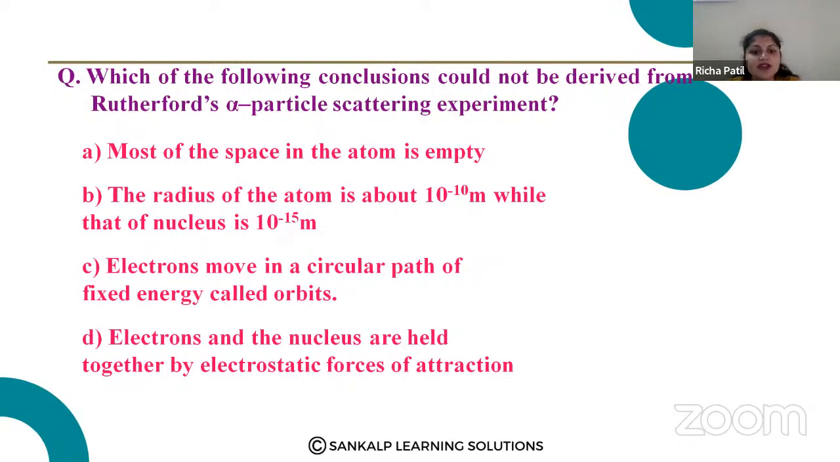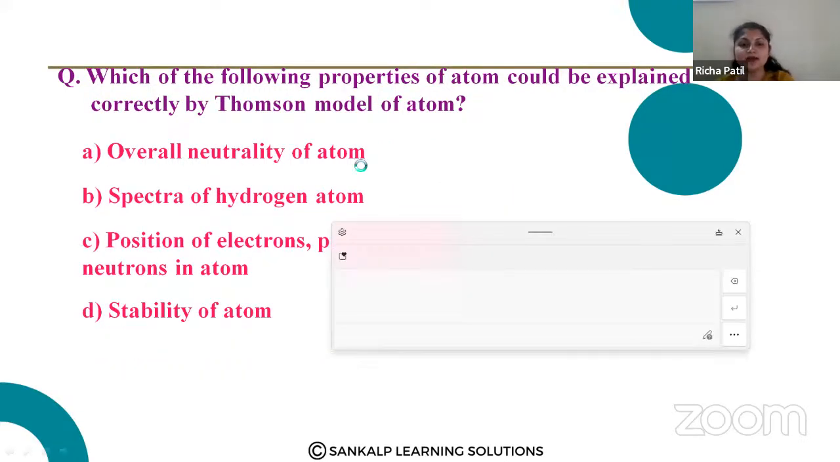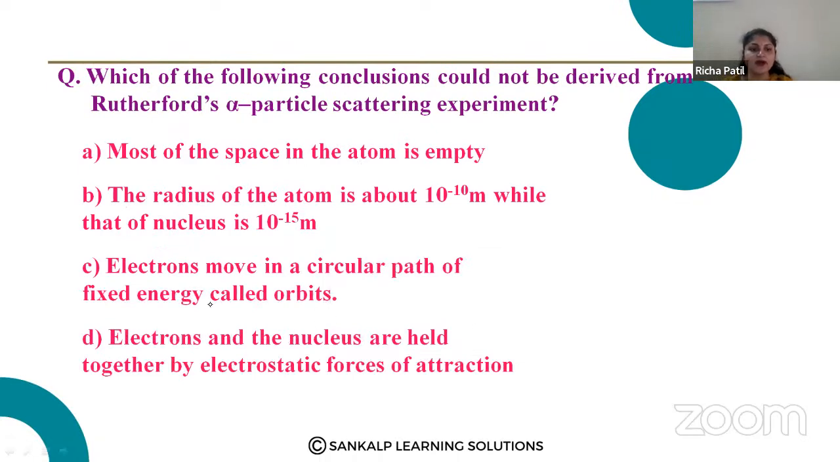Then the third point: electrons move in a circular path of fixed energy called orbits. This was not included in his model. This was from Bohr's postulate. So this statement is not derived from Rutherford's alpha particle scattering experiment. This is the wrong one; it is from Bohr's. Electrons and nucleus being held together, these three statements were from Rutherford's alpha scattering experiment. Okay, so next.